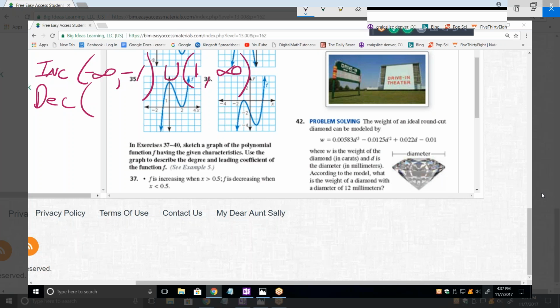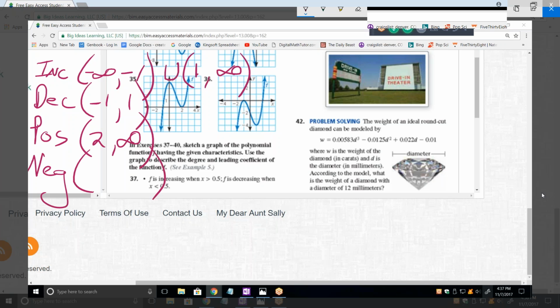So from negative 1, 2, 1. Positive. From 2 to infinity. And negative. So that's from infinity to negative. Remember, go left to right, negative infinity. Okay? Right. To negative 1.